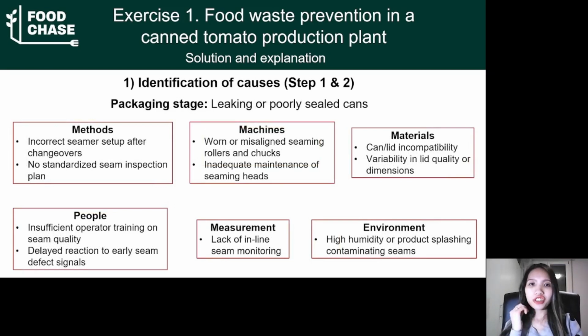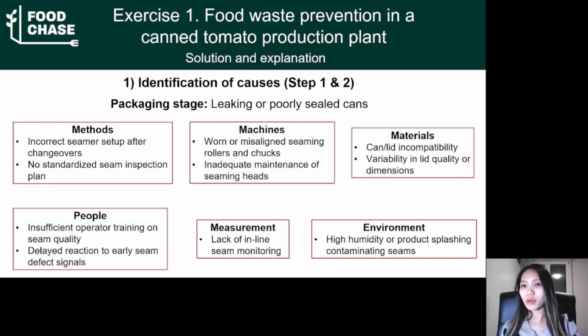Still in the packaging stage, we have the loss that's caused by leaking or poorly sealed cans. In the method category, it includes incorrect seam setup after changeover and no standardized seam inspection planned. About the machine category, it could be worn or misaligned seaming rollers and chucks, or inadequate maintenance of seaming heads.